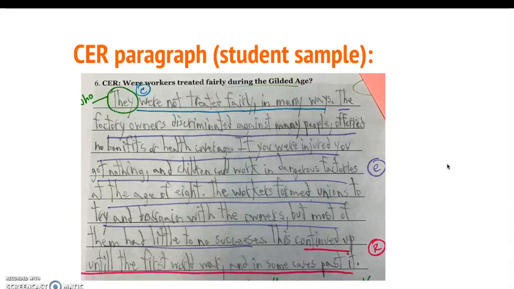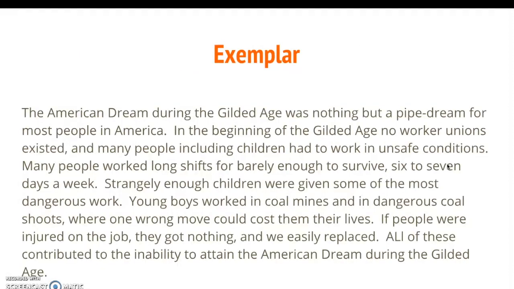So while this student did a really good job of making sure they do have a claim, evidence, and a wrap up sentence or some reasoning, I think it could be stronger by being more specific, clear, and concise. So that's the first student work sample. The second student work sample is what I would call an exemplar.